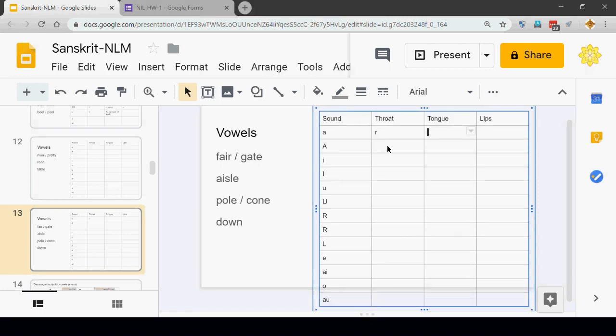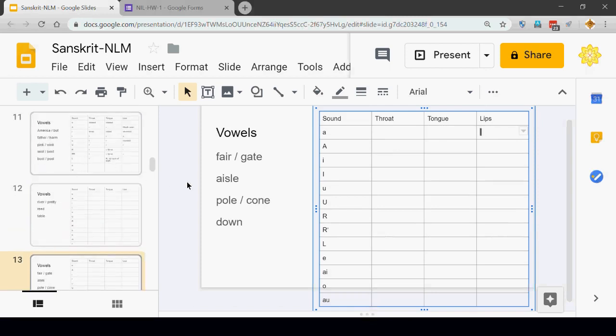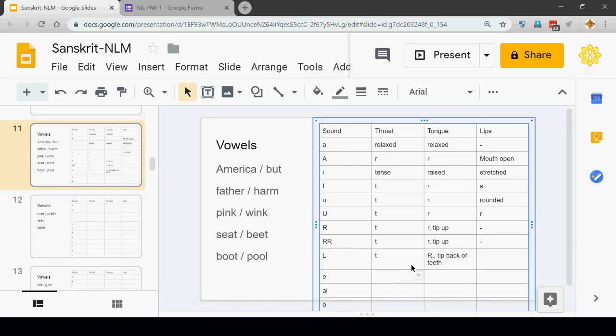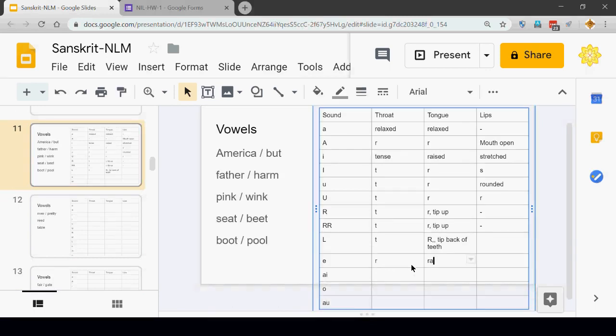The throat is relaxed, and the tongue is raised. Lips are stretched, like E. So I just wanted to complete this chart. Throat is relaxed, tongue is raised, and lips are stretched.